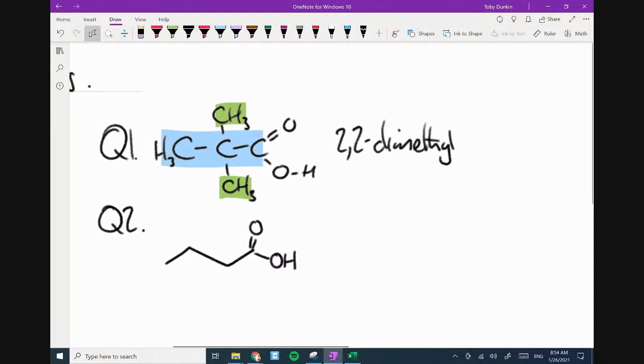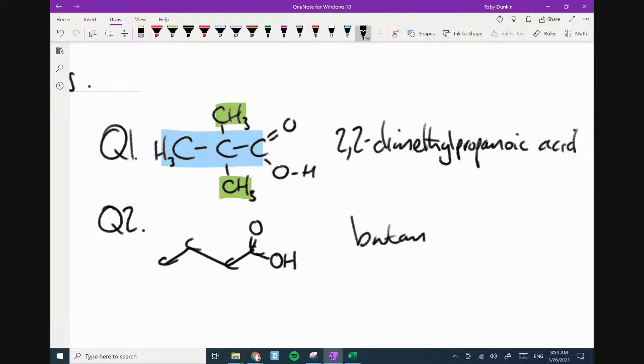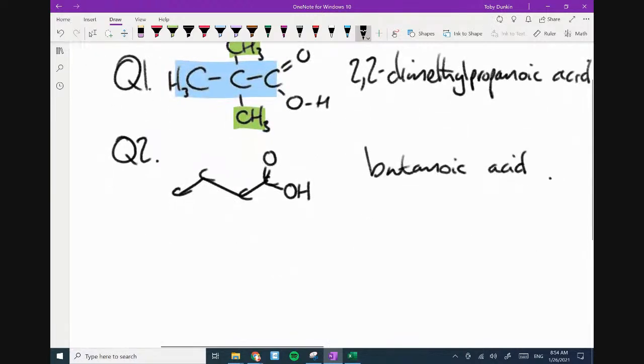It's nice to see a skeletal then, isn't it? Methylpropanoic. Julian? Yeah, one just skeletal. Yeah, butanoic acid, nice and easy. They're not going to be that easy, of course, at A2.